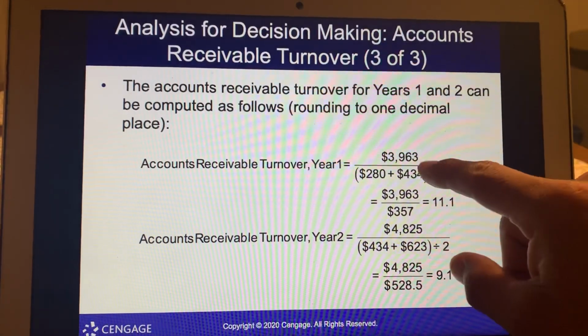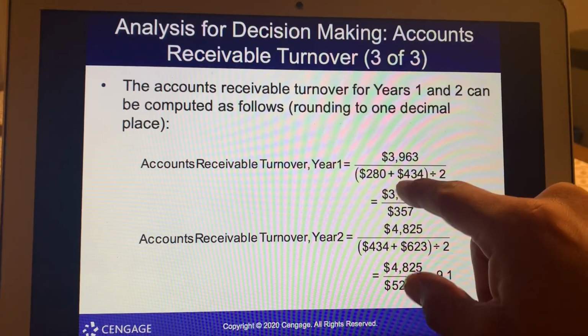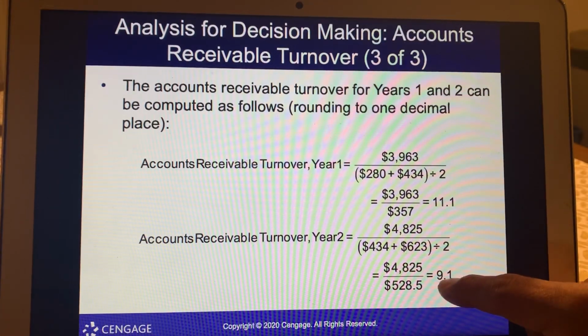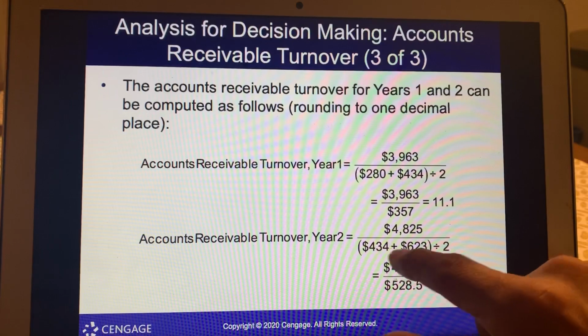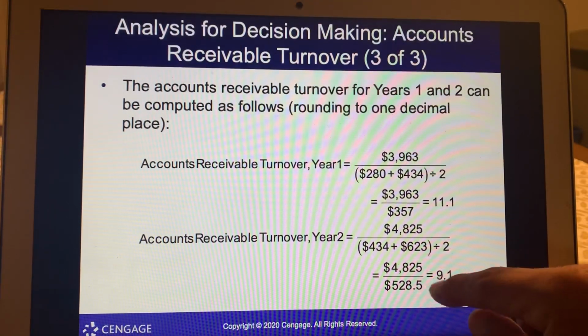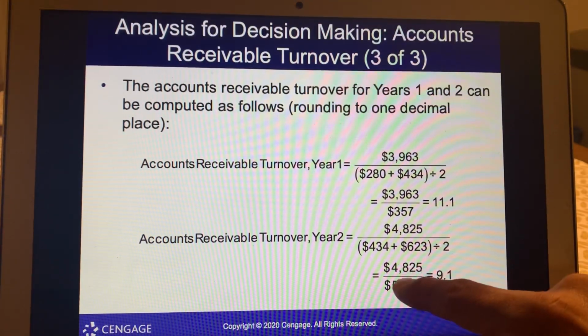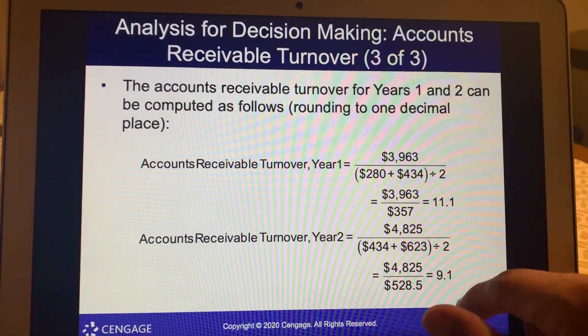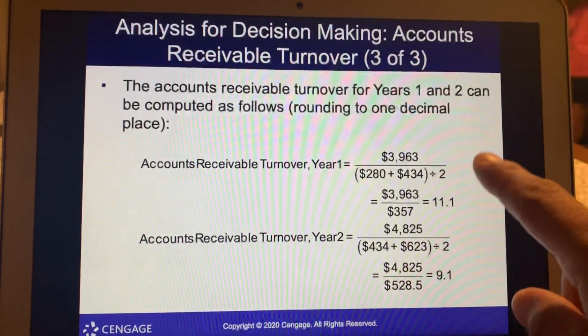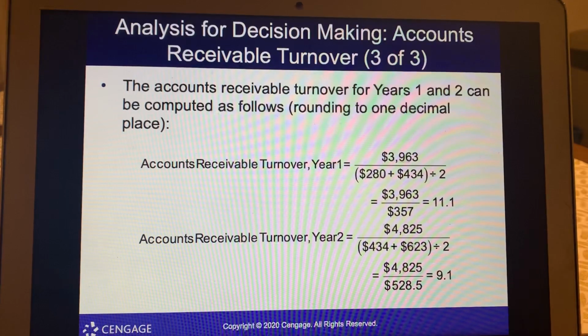So then we go 623 plus 434, and 434 plus 280. So we're averaging, by the way, divided by 2. So we get 11.1, and down here we get 9.1. Notice these dollar amounts come from right here. Okay, and our turnover for year 2 is going to be 9.1. But yeah, this is what it looks like. So your turnover is 9.1, and for year 1 is 11.1. Okay.